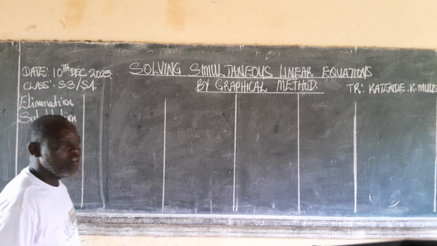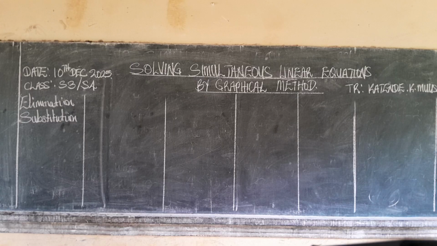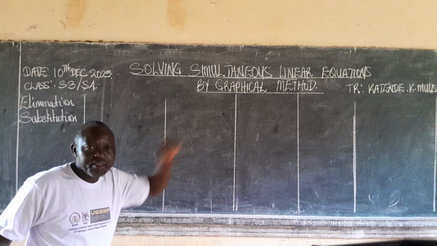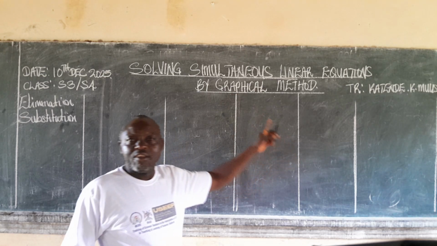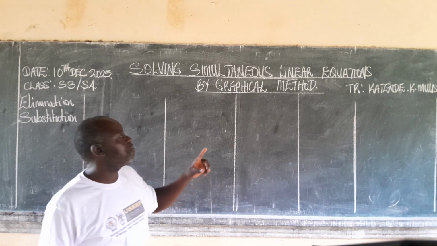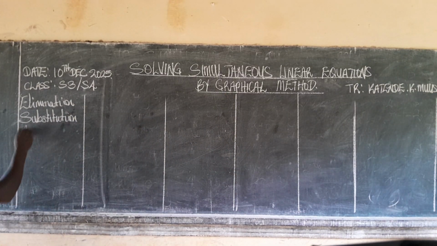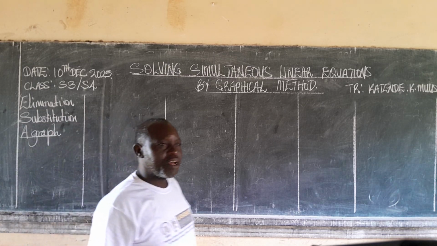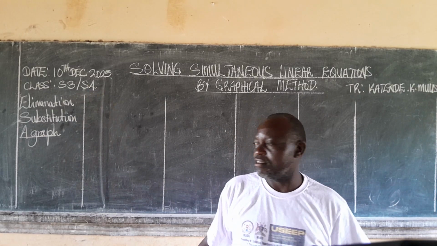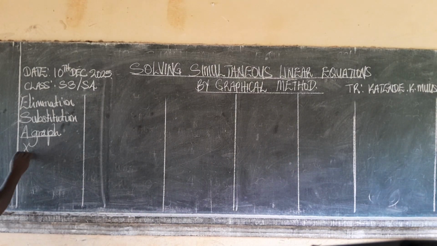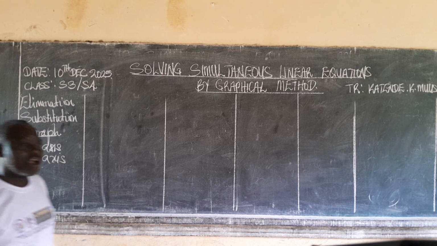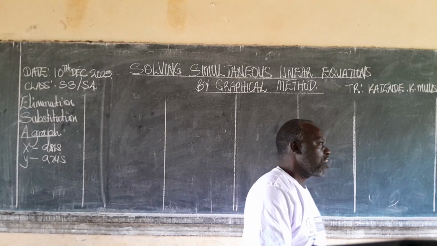So as per today, we are going to talk about how we solve simultaneous equations by graphical method. When we talk about graphical method, there are some key notes we have to consider. There is a graph. When we talk about a graph, what comes to your minds? A graph must bear two axes, where we have the x-axis and then the y-axis.